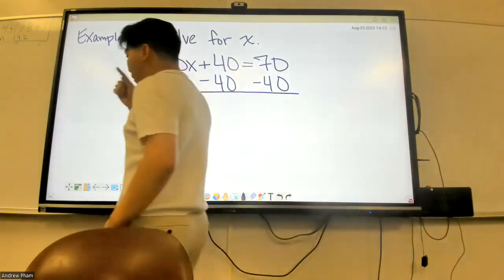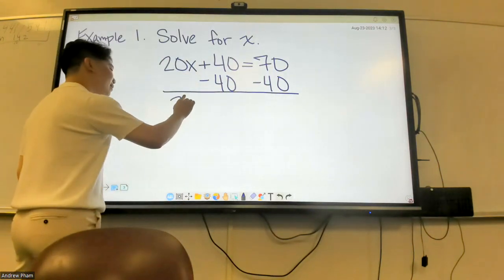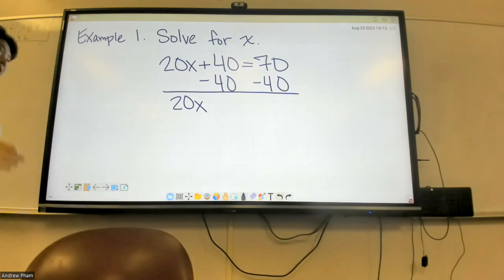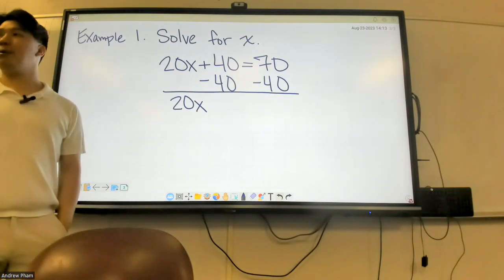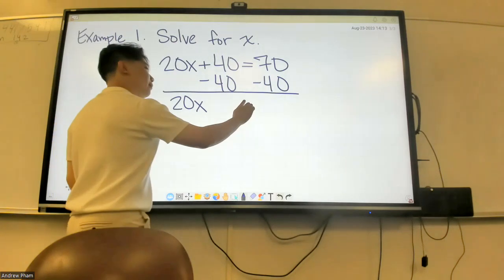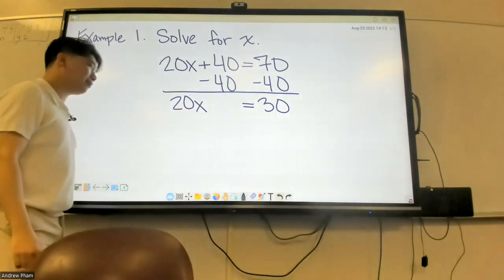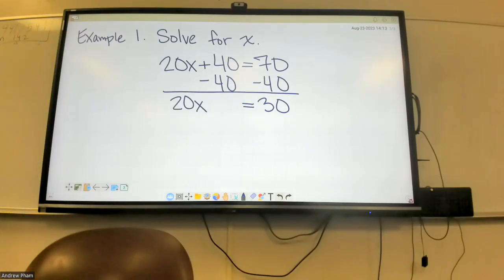All right, so let's go ahead and clean this up now. 20x, I didn't do anything with that. Plus 40 minus 40, I get 0. I'm not going to bother putting plus 0. And then 70 minus 40, I get 30. So now I got 20x is equal to 30.